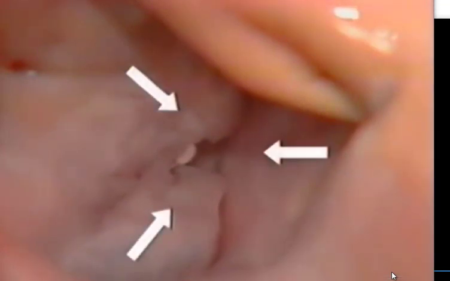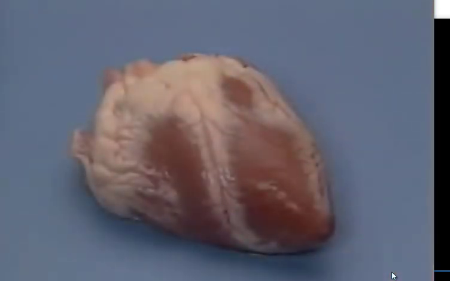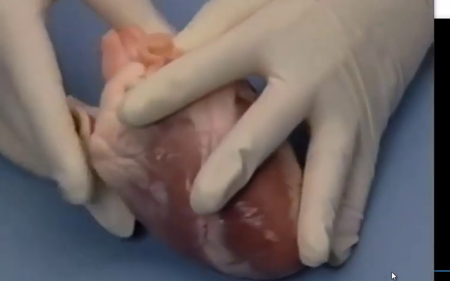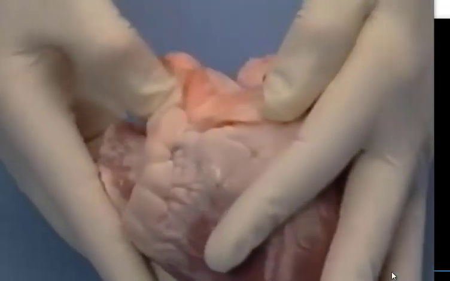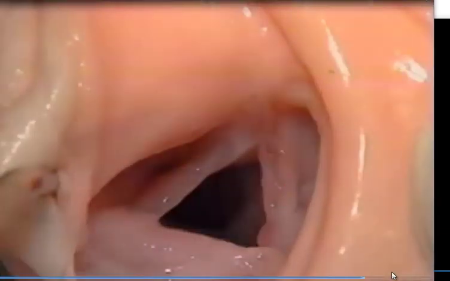This closure occurs when the 3 cusps of the valve come together. A similar closing action occurs in the left atrioventricular valve located between the left atrium and left ventricle, except that only 2 cusps are present in the valve instead of 3. The action of the semilunar valves differs from that of the atrioventricular valves because of the differences in their anatomical structures. To demonstrate the action of one of the semilunar valves, an incision is made in the pulmonary trunk to expose the pulmonary semilunar valve located between the trunk and the right ventricle, or pouches form this type of valve.